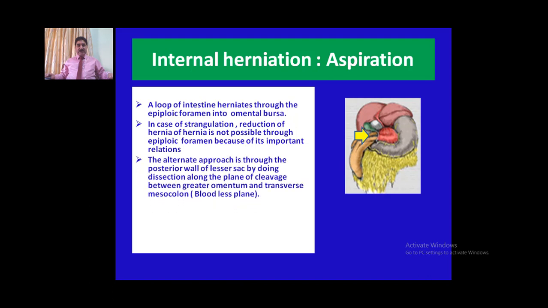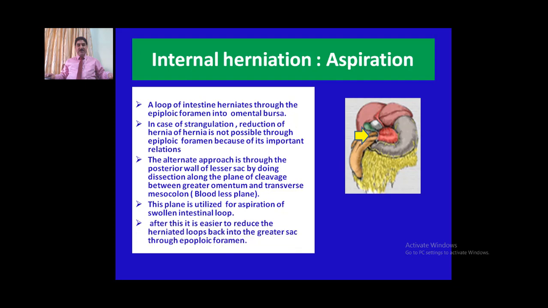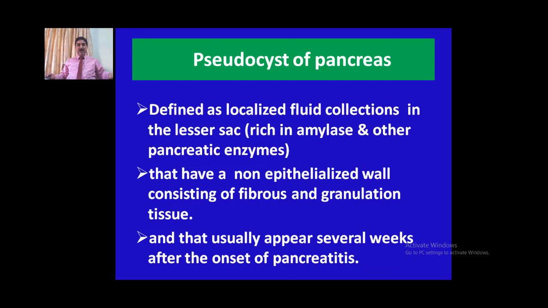The alternate approach is through the posterior wall of the lesser sac by doing dissection along the plane of cleavage between the greater omentum and transverse mesocolon. This is in fact a bloodless plane. This plane is utilized for aspiration of the swollen intestinal loop. After this, it is easier to reduce the herniated loops back into the greater sac through the epiploic foramen.